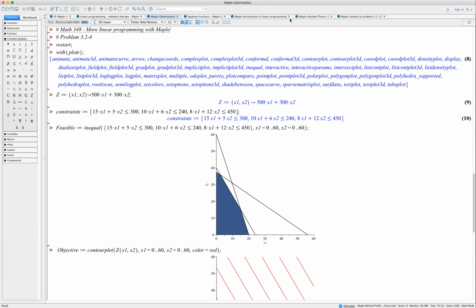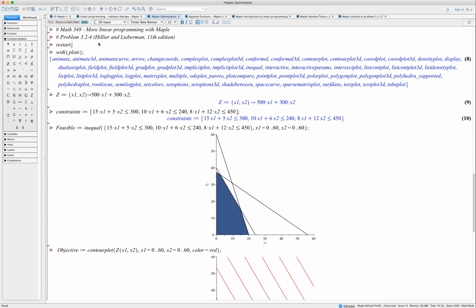Okay, this is our next lecture on linear programming with Maple. And the idea is to introduce one more Maple command or set of commands that can be very useful for us. So we're going to start with problem 3.2-4. This is at least a problem in the 11th edition.